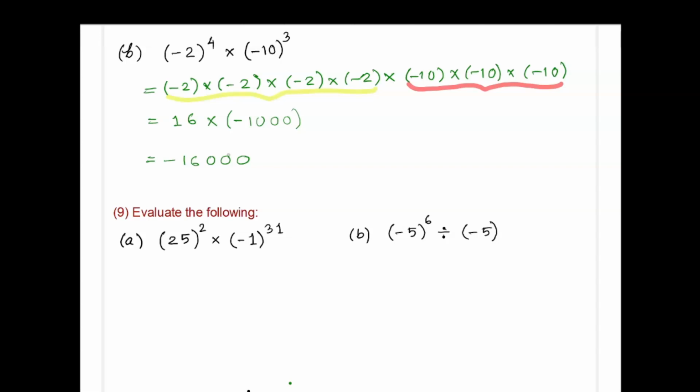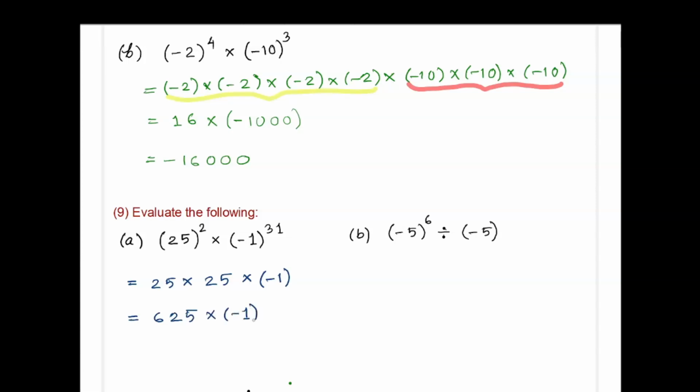Next question. Evaluate the following. Now see, minus 25 is multiplying how many times? 2 times. 25 into 25. Again, minus 1 is how many times? 31. That means minus 1 to an odd power. So it will give us minus 1. So 25 25s are 625 into minus 1.